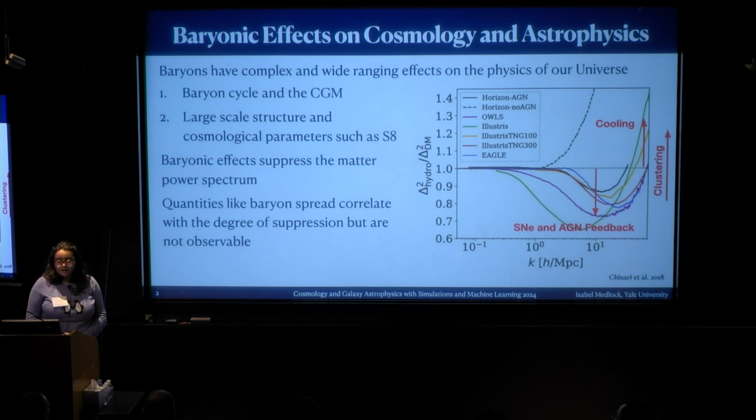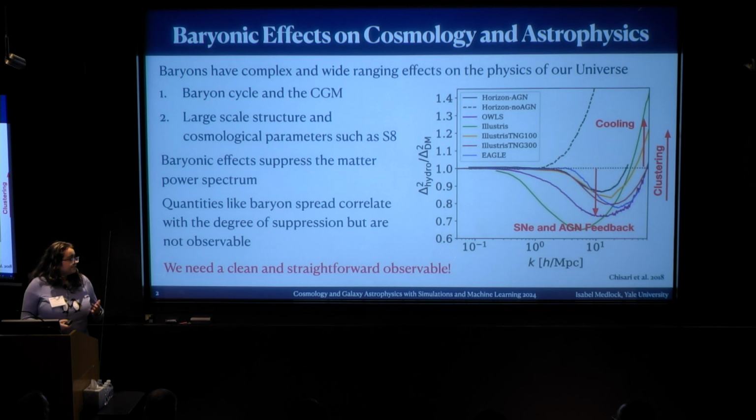And work like Matt Gebhardt's work that Daisuke touched on briefly, which looked at baryon spread, found that quantities such as that can capture the degree of suppression of the matter power spectrum as a function of scale. But quantities like this aren't really observable. They're something you can calculate in simulations. So what we need is an observational proxy, and we propose that we can use fast radio bursts as a clean and straightforward observable for this.